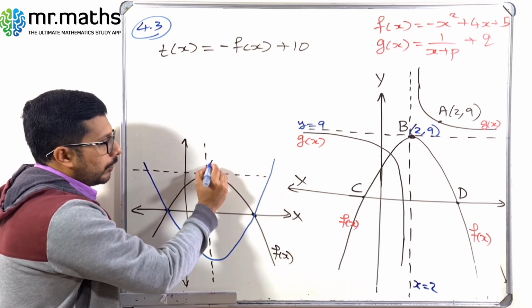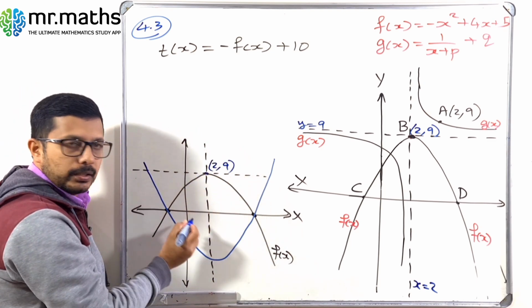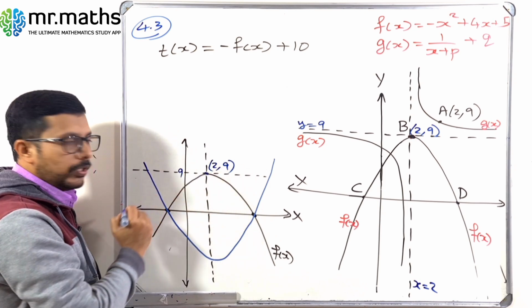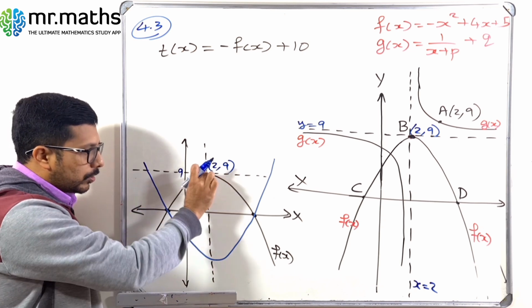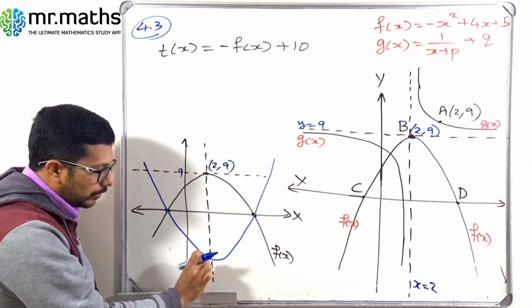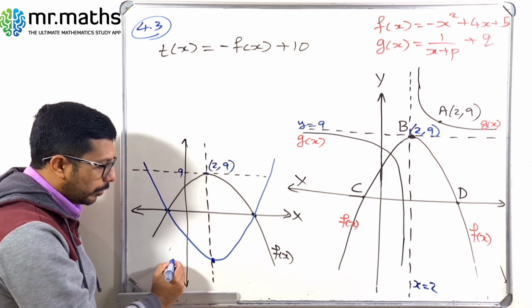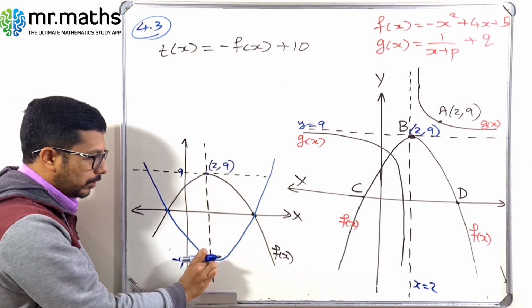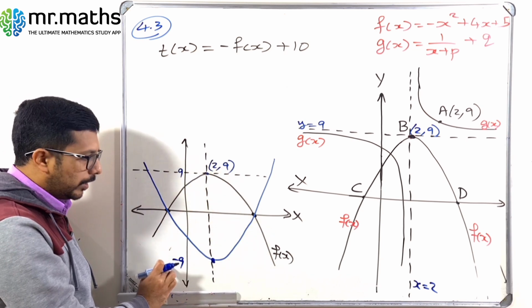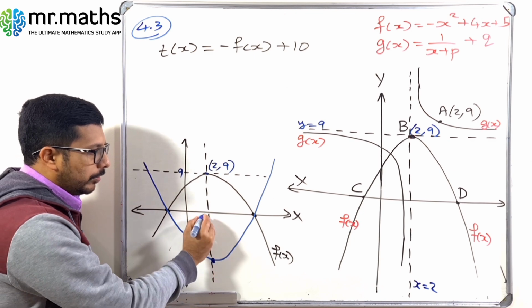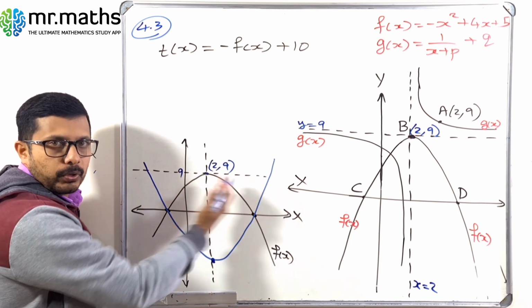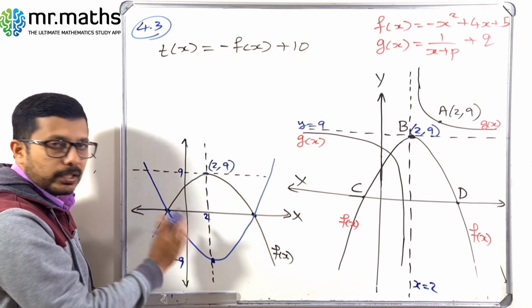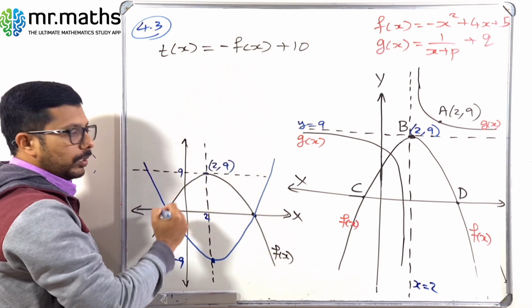Here what are the points? 2,9, this turning point. What is the meaning of that? Here the y value is 9. You understand? So here what is the y value? It's going to be minus 9. Can you imagine that? The y value is minus 9, but no change for the x value. The x value is the same, it is not moving left or right. And the y value is minus 9. It's not finished. This is reflection based on the x-axis.